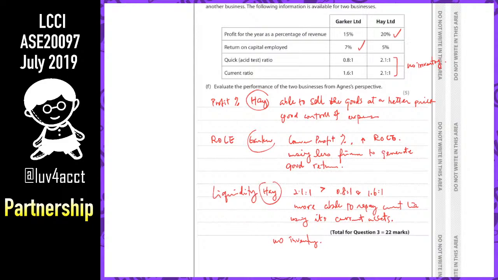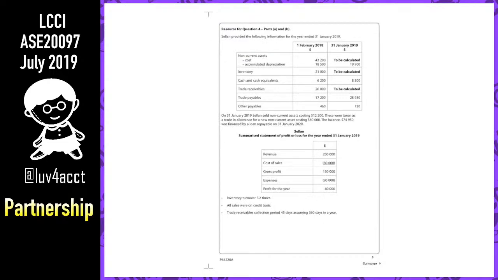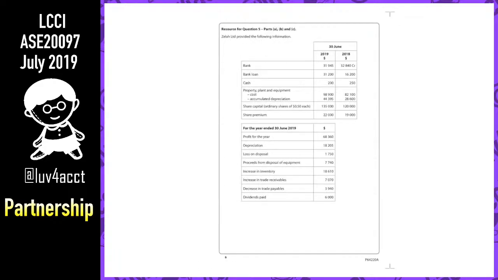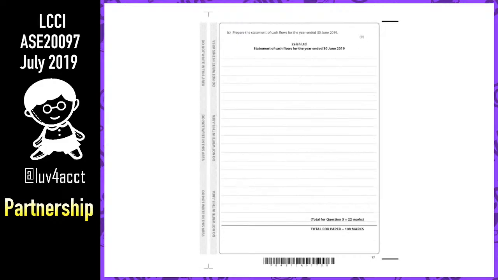So let us take a short break, and then when we come back, we will deal with two more questions. The next one will be single entry and sole trader. They always mix the two, I mean combine the two. And then we also have a statement of cash flows. Two more questions. A 10-minute break.